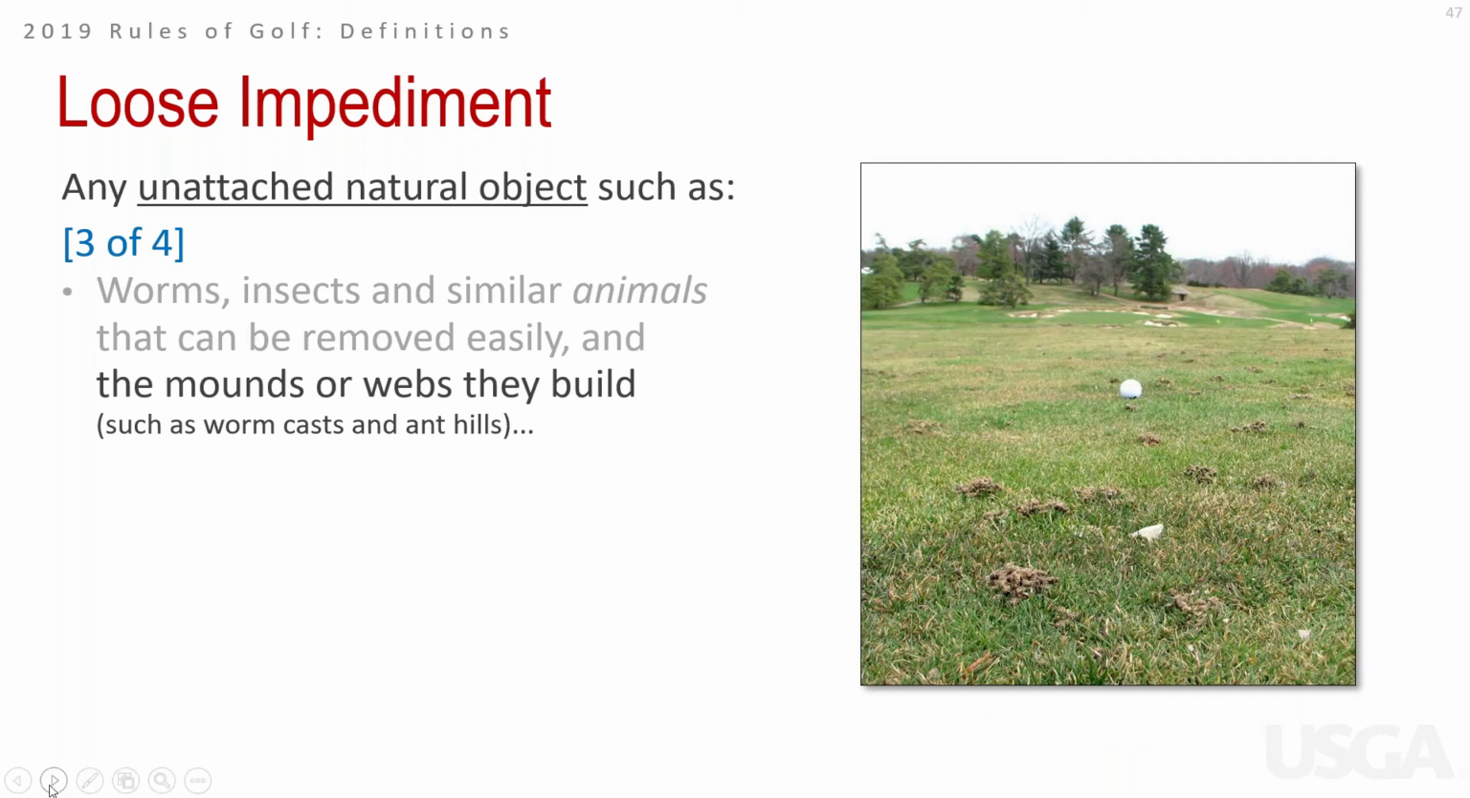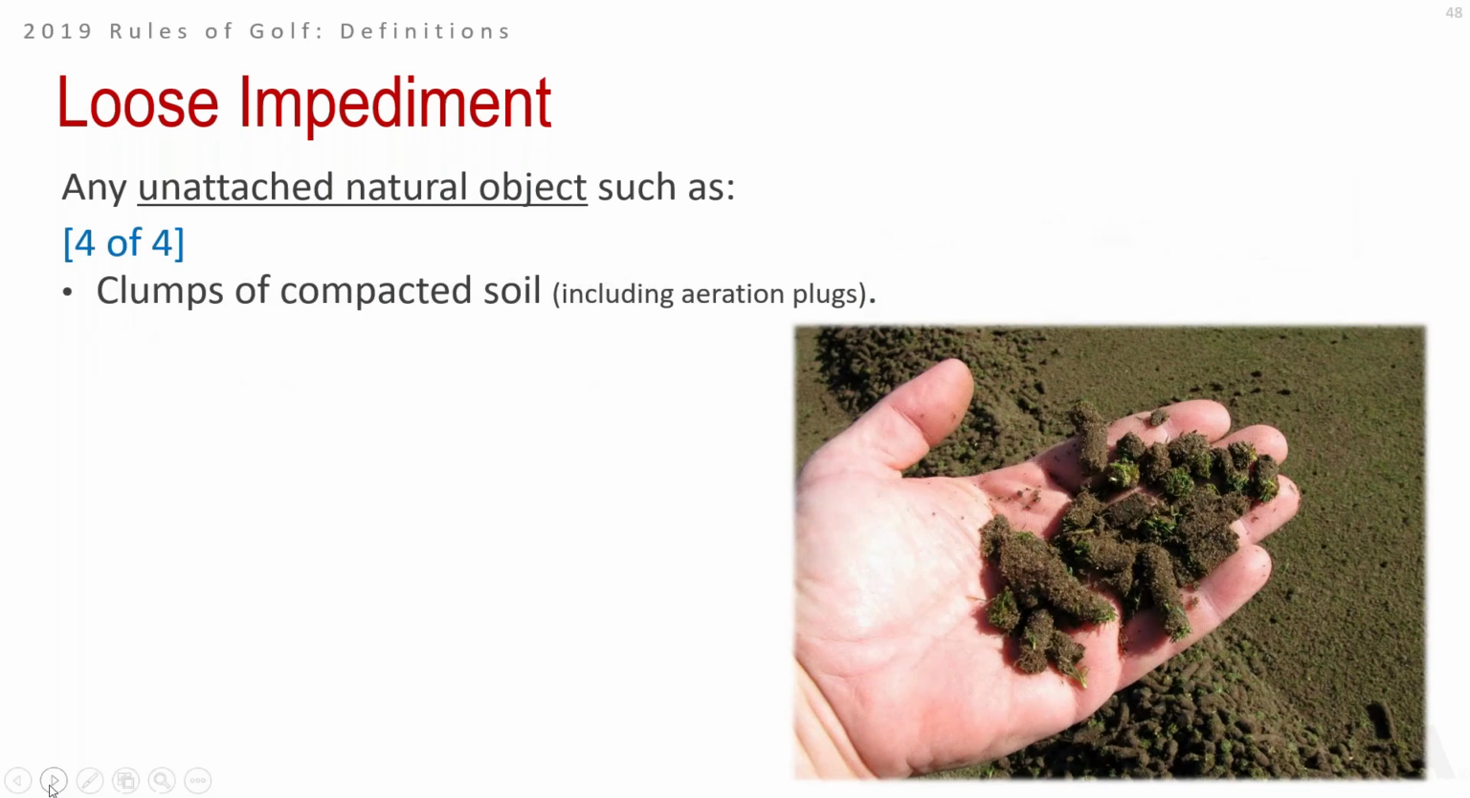Again, we've already talked about the worm cast or anthills that may be there after a rainstorm and they're dug into the ground. But again, we've defined those as loose impediments. And we talked about aeration holes earlier not being part of ground under repair. However, if the aeration plugs are out there still, or clumps of compacted soil, those are going to be loose impediments, and you may move those.